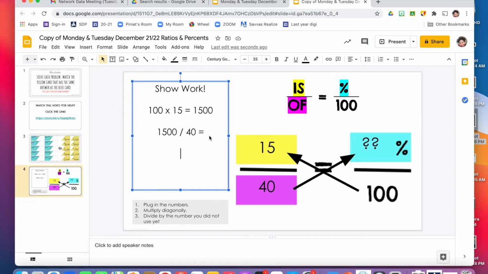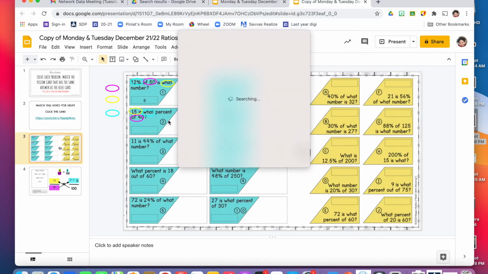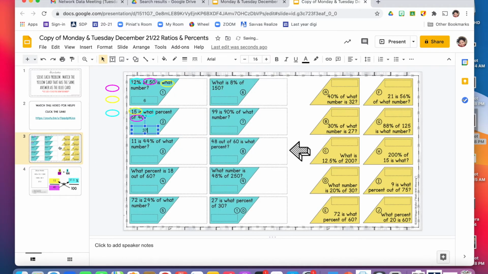It's a decimal, but that's okay. I'm going to put 37.5, and that is my percent. 37.5%. That's my answer. I'm going to go back to the question page. And I'm going to type in 37.5%. Okay? My first answer, I didn't put percent because it just says what number. So it's a number. But the second one says what percent. So I have to put the percent sign.